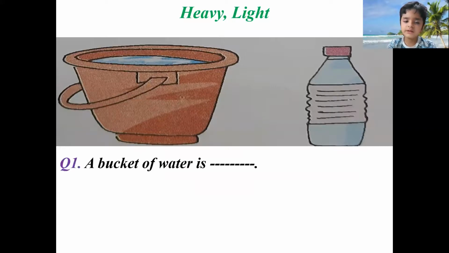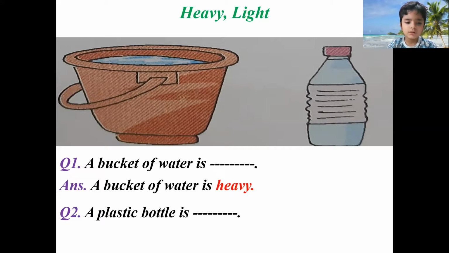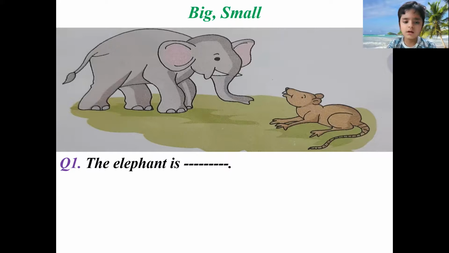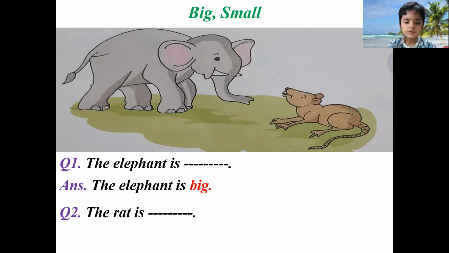Heavy, light. A bucket of water is heavy. A plastic bottle is light. Big, small. The elephant is big. The rat is small.